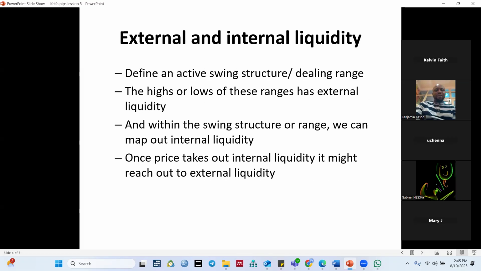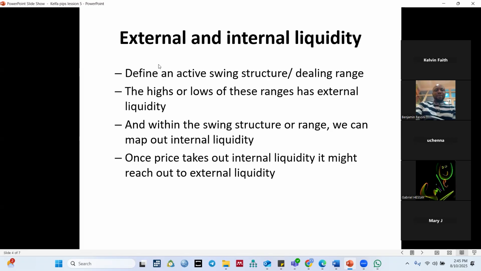So it's important for us to understand that in that particular chart, and we will go to the real chart to really map out examples of this. There is external and internal range liquidity. Okay, so there is external liquidity and there is internal liquidity. So first, let's start with external liquidity.